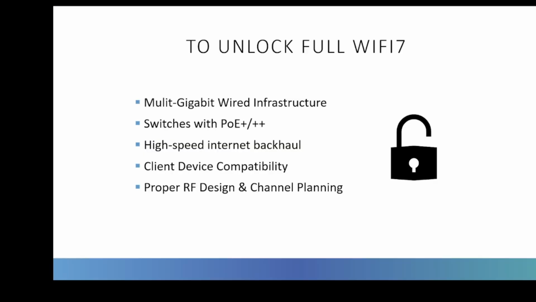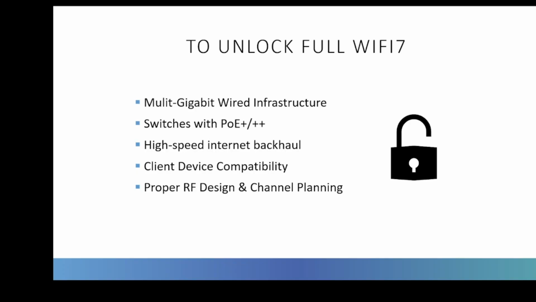To unlock the full Wi-Fi 7 experience, here are some of the requirements and considerations your network must meet. Multi-gigabit wired infrastructure. Wi-Fi 7 APs can exceed 1 gigabit per second easily. You'll need 2.5 gig or 5 gig Ethernet switch ports and Cat6a cabling or better to support higher data rates. Switches with PoE+ or PoE++. Wi-Fi 7 APs require more power, up to 30 to 60 watts depending on the model. Many will need PoE++ to run at full capability, especially tri-band APs with MLO.